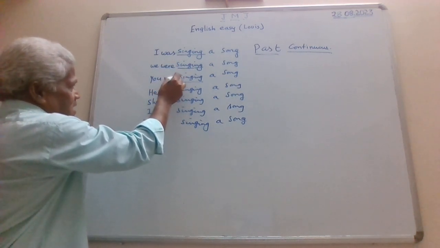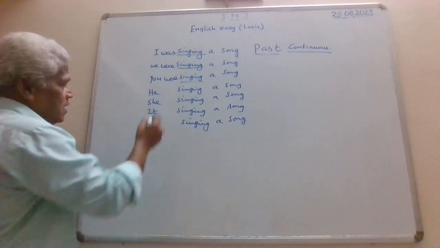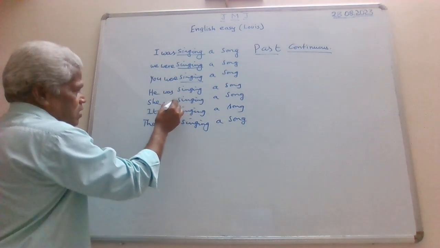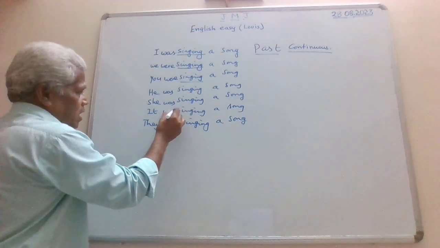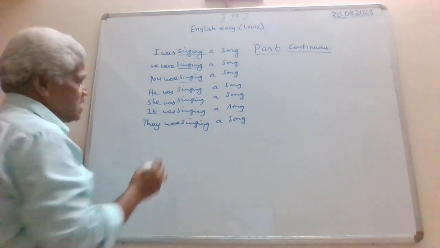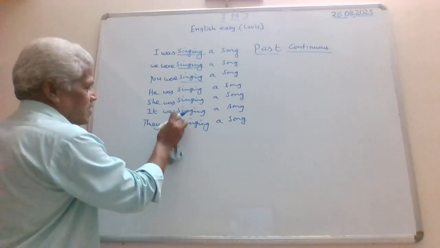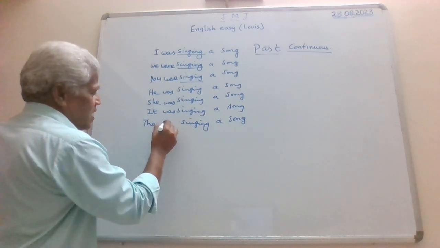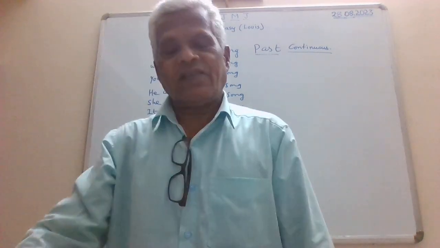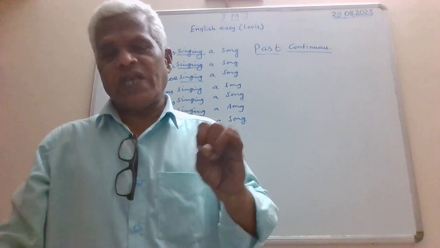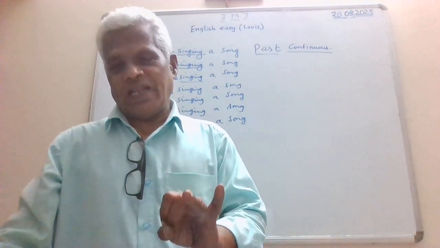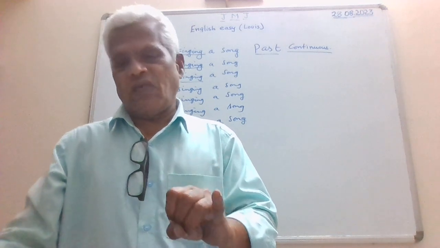And then we were singing a song. You were singing a song. He was singing a song. She was singing a song. It was singing a song. They were singing a song. Okay? So a slight difference. For the present continuous we use am, is, are. Here we use was and were. That's all. Was and were.